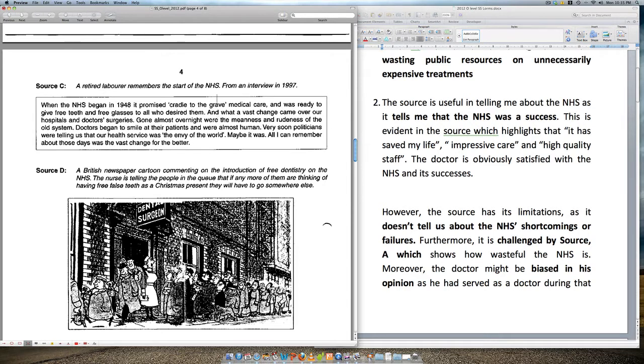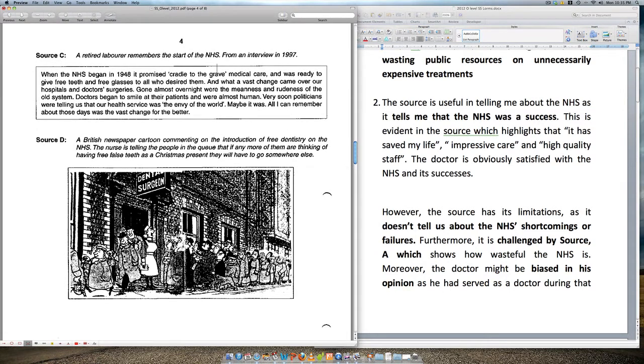Where the label in source C said that the doctors began to smile and there was no meanness or rudeness, in source D, we see the total opposite, with the nurse telling them to go away and go somewhere else. Now, all that's left is to put this into words.